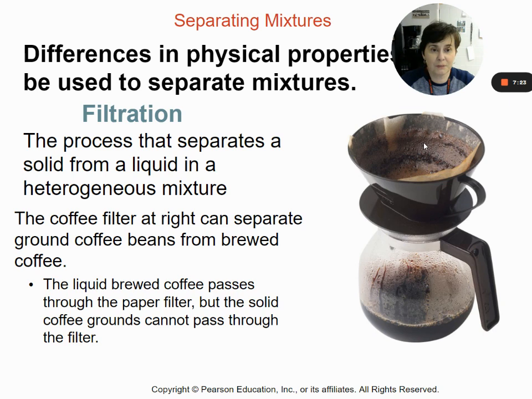The liquid brewed coffee passes the filter, but if you put it in the coffee maker right, the filter keeps the coffee grounds from coming through. And you can think about your Keurig cups being the same as a filter. Everything stays in there while the water goes through, and then the liquid brewed coffee goes through into your cup. Again, that's a way to separate mixtures.